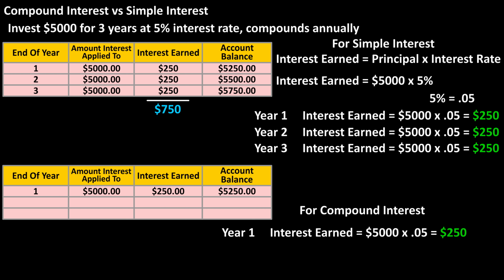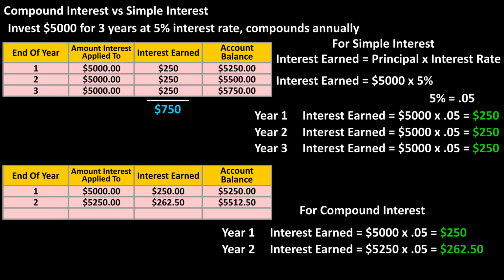At the end of year 2, the 5% interest rate is applied on the accumulated total of $5,250, the $5,000 principal, and the $250 of interest earned at the end of year 1. So the calculation is $5,250 times 0.05, which equals $262.50 of interest earned in year 2.